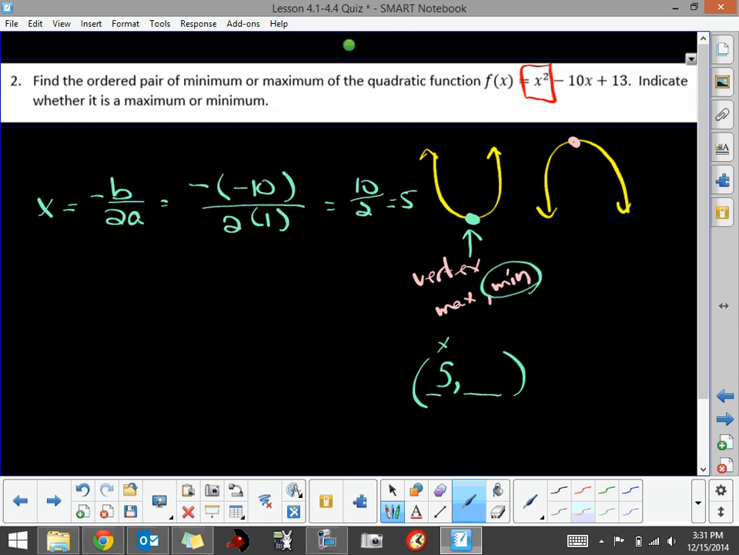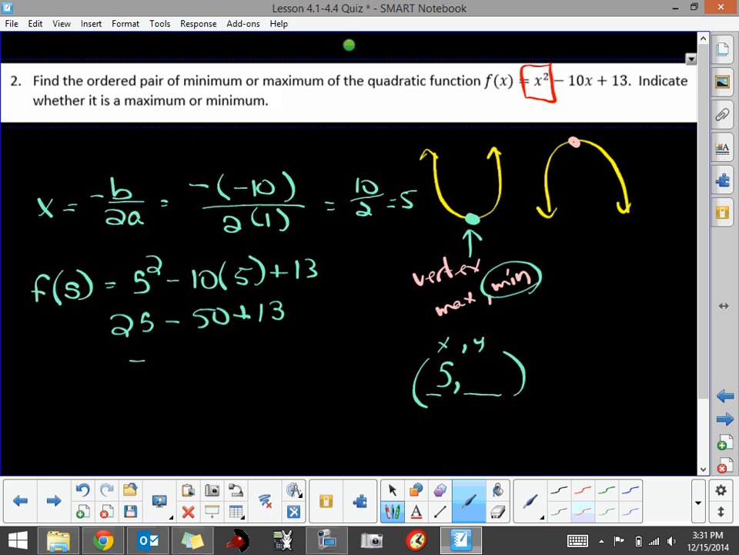What I want to find out is what my y value is, and the way that we find our y value is by putting our input in to find out what our output is. So what's associated with an input of 5? It's going to be 5 squared minus 10 times 5, then plus 13. So this is 25 minus 50 plus 13, and that's negative 25 plus 13, and that's negative 12. So our output is negative 12 when our input is 5, so that means I have the ordered pair (5, negative 12). And since I know it's a smiling curve, it's going to be a minimum. So our minimum is at (5, negative 12).